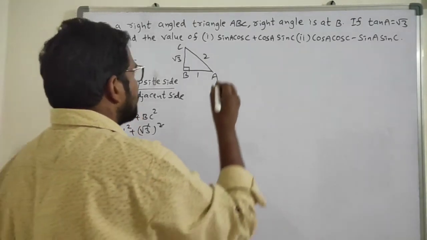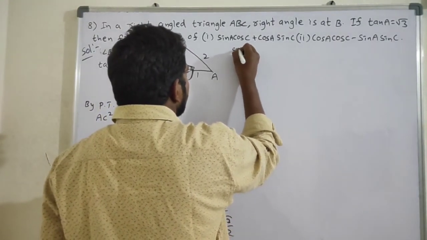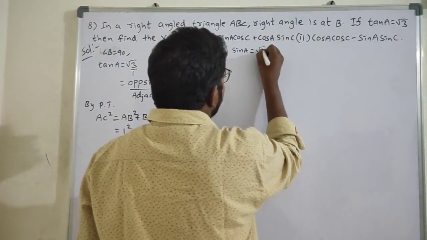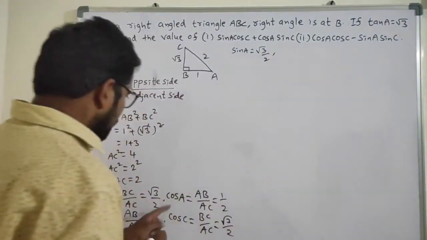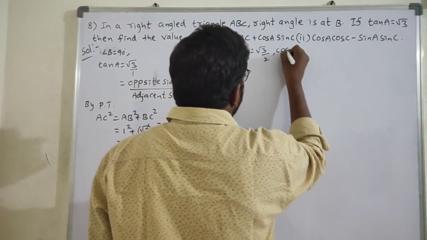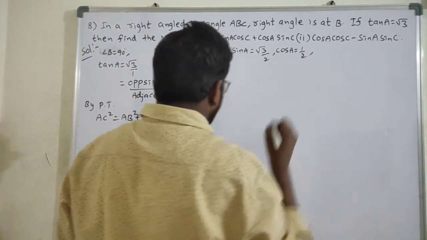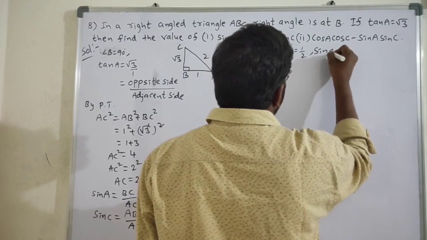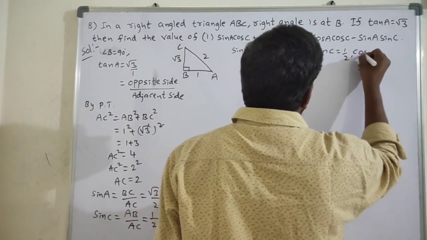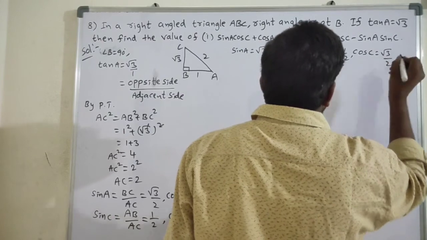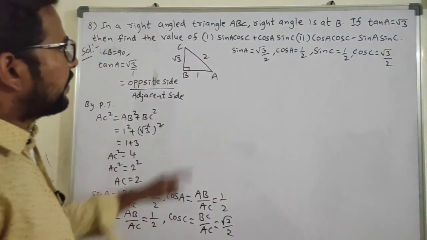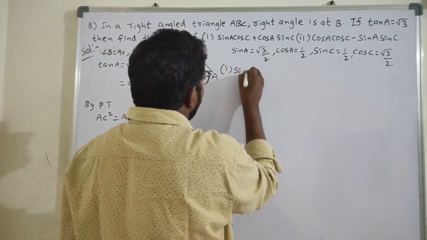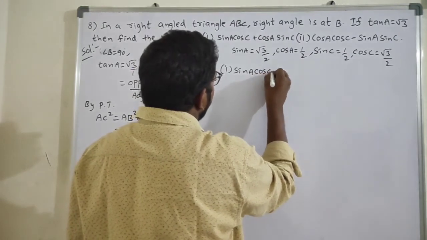So sin A is equal to root 3 by 2. Cos A is equal to 1 by 2. Sin C is equal to 1 by 2. Cos C is equal to root 3 by 2. Now we will find the value of the first one. What is given? Sin A cos C plus cos A sin C.